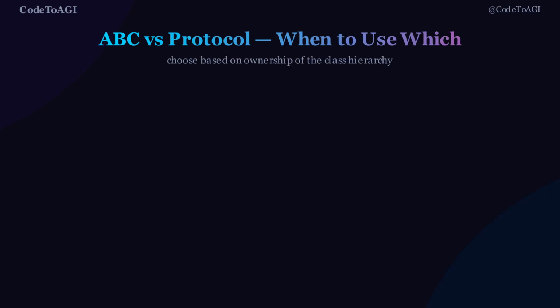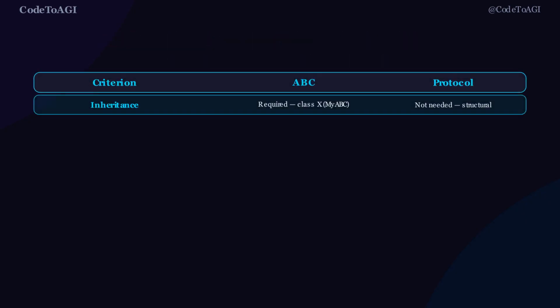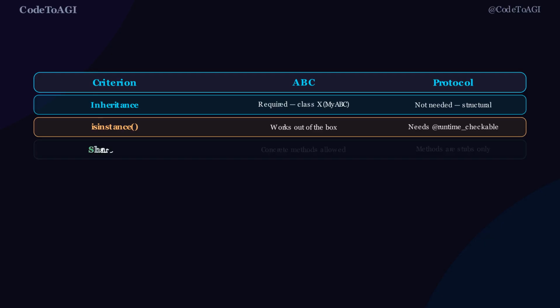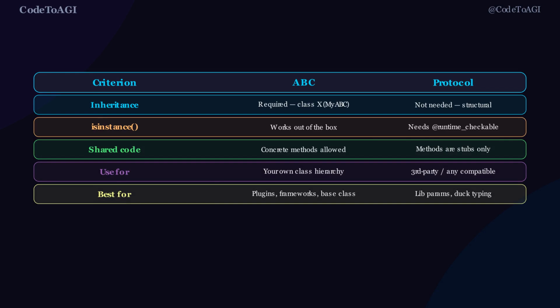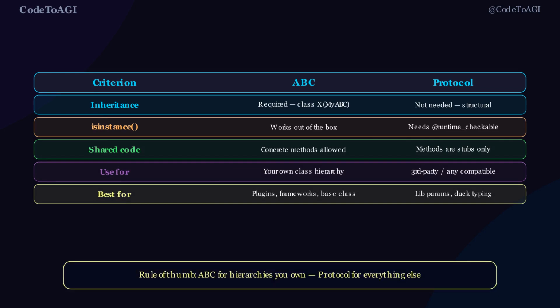When do you use ABC versus Protocol? The answer depends on whether you control the classes. Look at the comparison. ABC: use when you own the class hierarchy. Subclasses explicitly inherit from your ABC. Isinstance checks work without extra decoration. Shared implementation via concrete methods. Best for frameworks, plugin systems, base classes you ship.